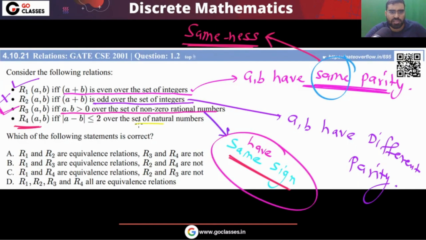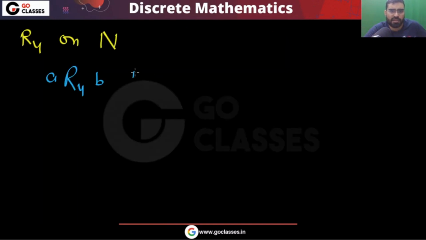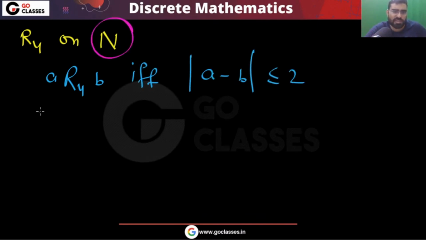This R4 is a relation on the set of natural numbers. What we are saying is that A is related to B if and only if the absolute value of A minus B is less than or equal to 2. So definitely on the set of natural numbers, this is the base set.